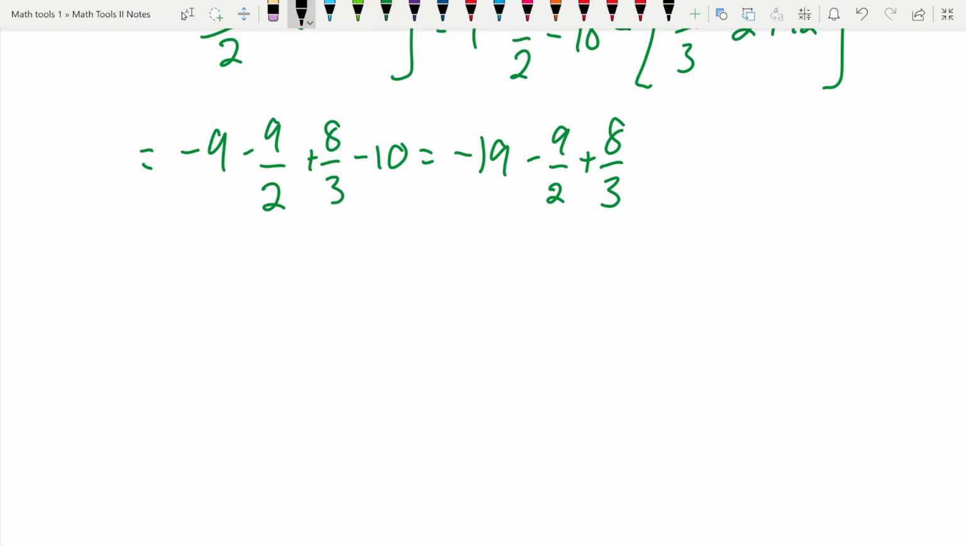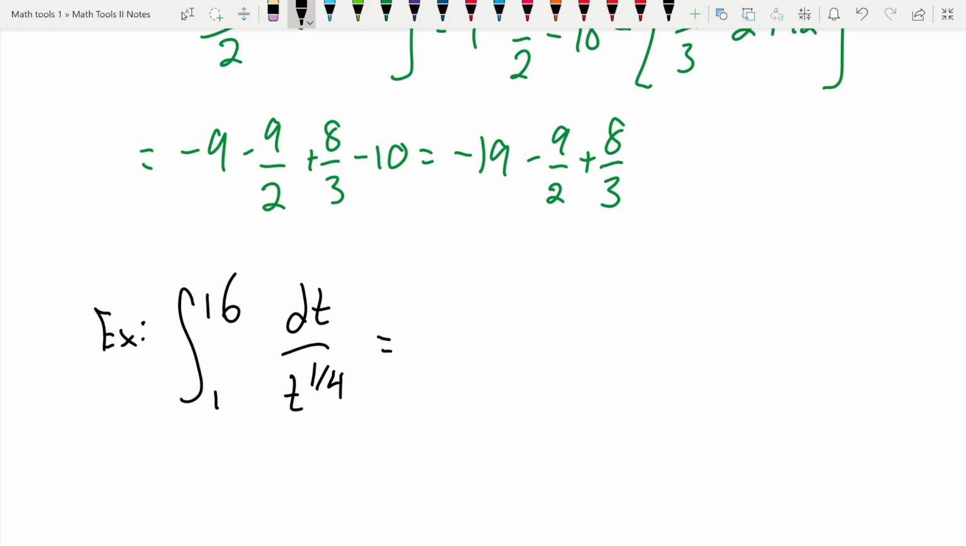Okay, here's an interesting one. Sometimes they'll write it a little bit strangely. The way this one is written is dt over t to the 1/4. This is the same thing as the integral from 1 to 16 of 1 over t to the 1/4 times dt. But dt does represent a physical quantity here. So sometimes it'll be like, okay, 1 times dt is dt, and then they'll put it on top. So just know that these are the same thing.